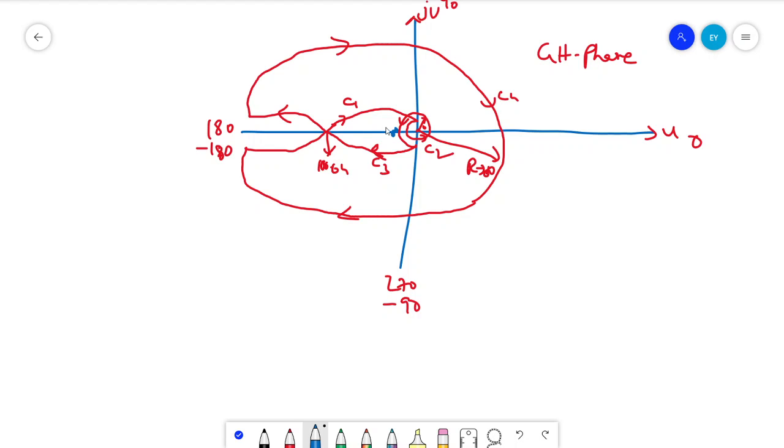the right side. So you remember, if it is on the right side, the system is unstable. If you are traveling along a path from the starting to the ending point, and in the path you observe minus 1 plus j0, this is called the critical point. At this point, if you are observing it on your right side, then the system is unstable.